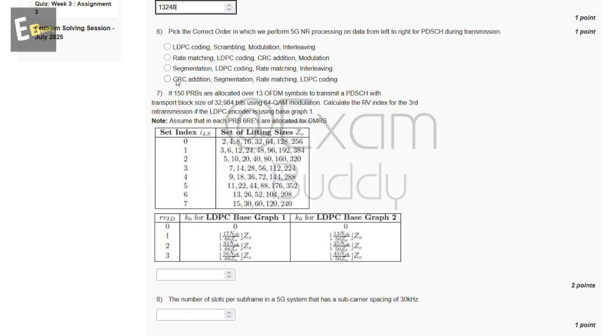Now the sixth question is: pick the correct order in which we perform 5G NR processing on data, from left to right, for PDSCH during transmission. So these are the options, and the answer of our sixth question is A: LDPC coding, scrambling, modulation, and interleaving.